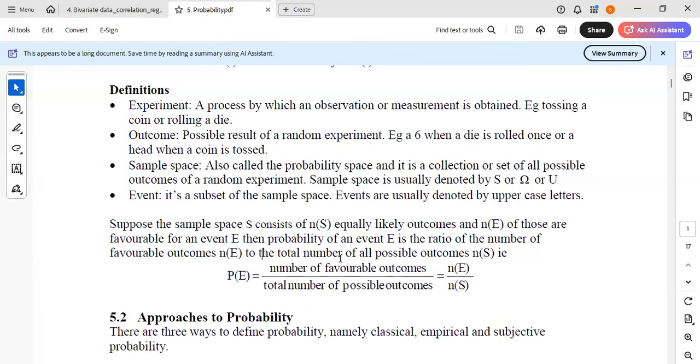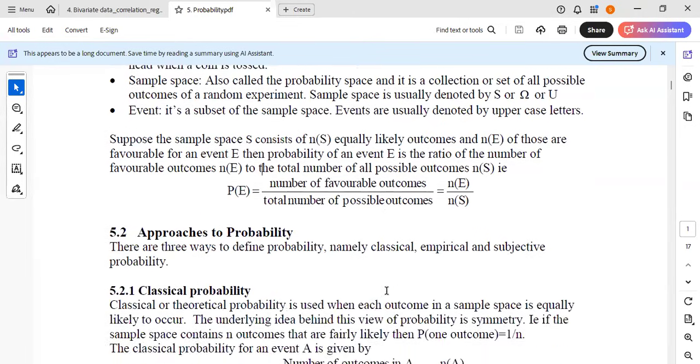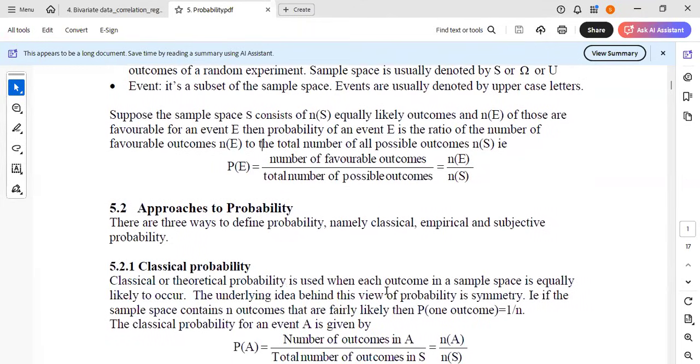So we denote it here: probability of E will be the number of favorable outcomes divided by the total number of possible outcomes. So if it is a coin that you're tossing, what is the probability that you observe a tail? You can only find one tail in a coin, and so it will just be one out of the two possible outcomes. It could be either a tail or a head. So one out of two will give you the probability. Now, we have various approaches to probability.